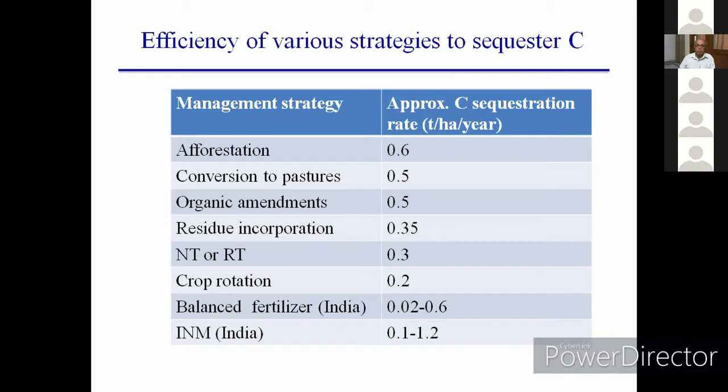And then you can have a cocktail of practices. We should not see each practice in isolation. Probably there will be a combination of practices combined together to attain greater benefit. As I just showed in the example of balanced fertilization and INM, they could be combined together.